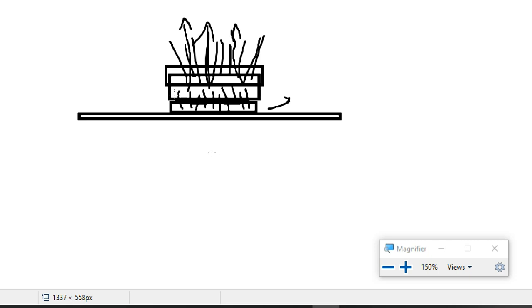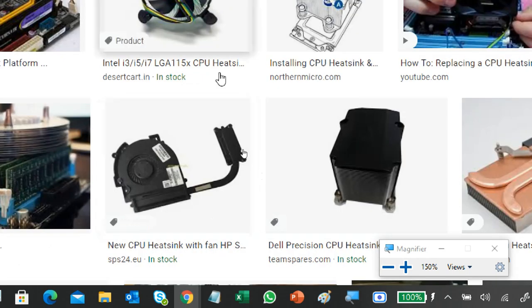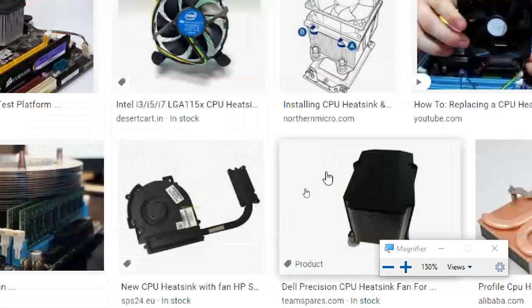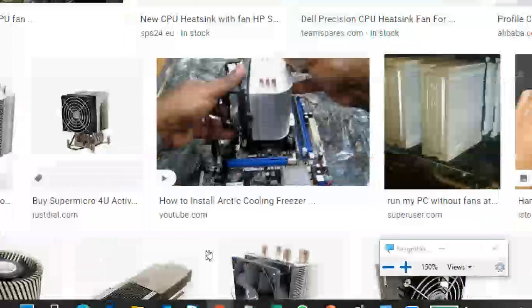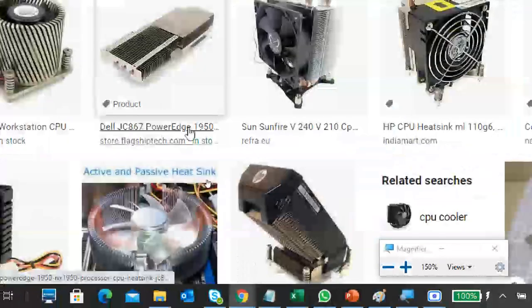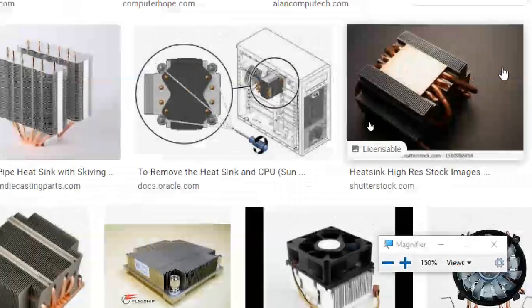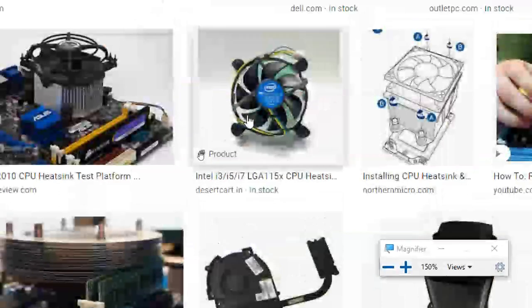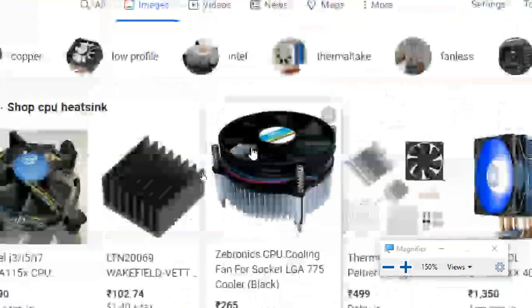Second one is, what is this heatsink paste? This heatsink paste is applied on a CPU, and we put a heatsink on it. It can't be seen anywhere, that's why I'm searching. Whatever it is, that heatsink paste creates more contact between them.